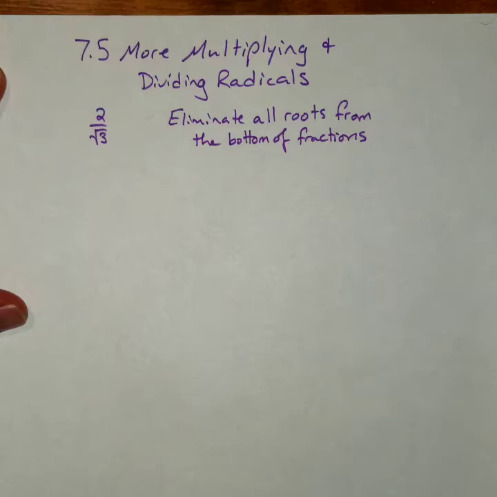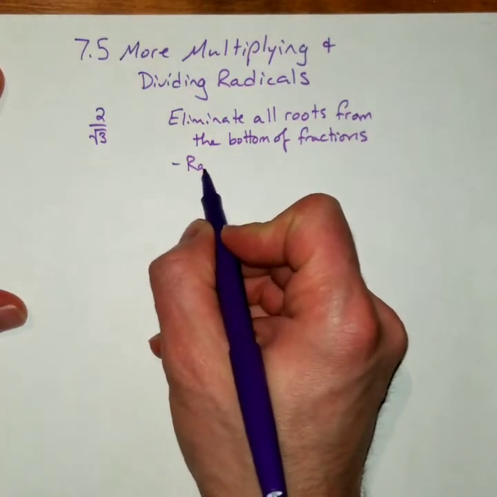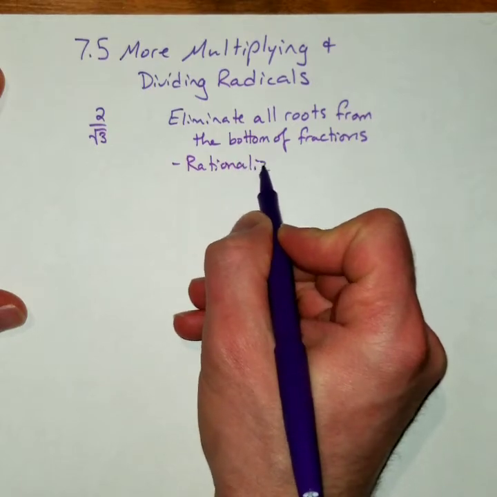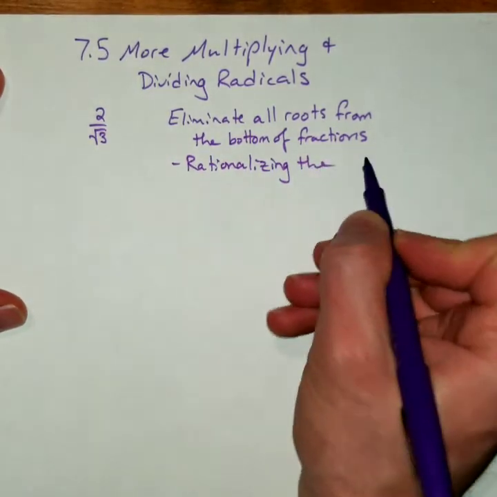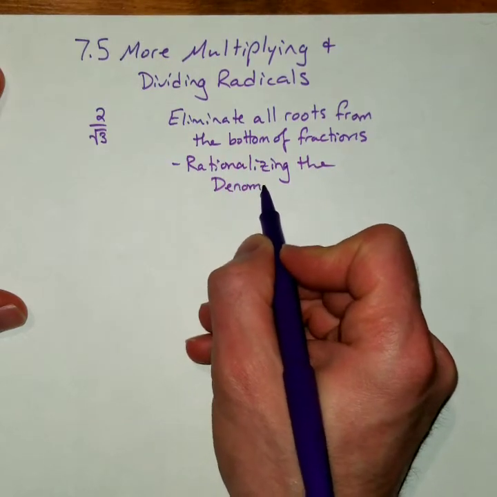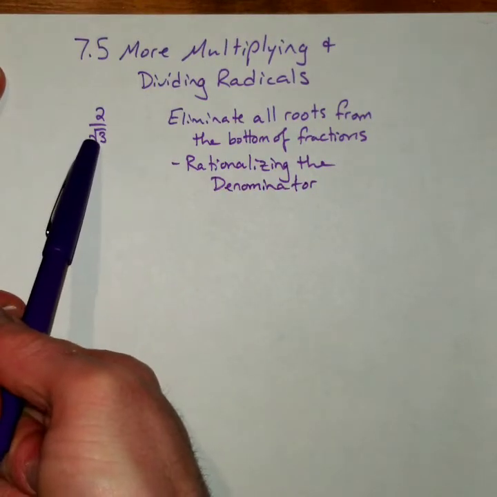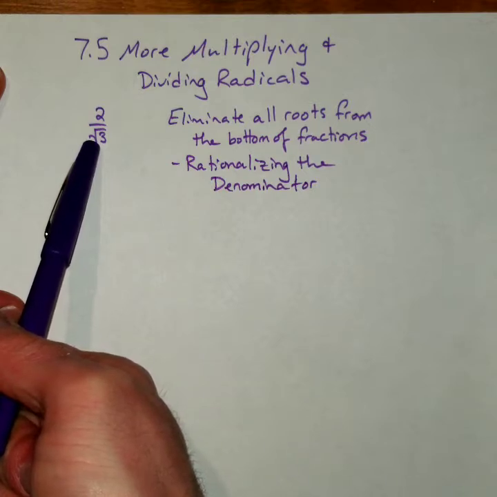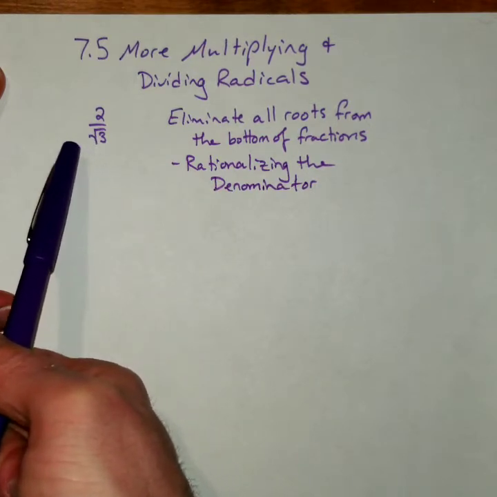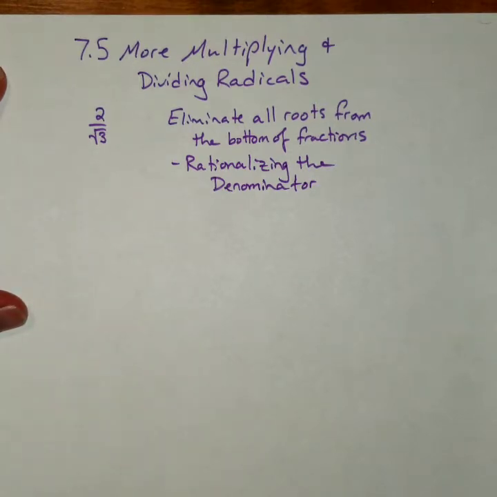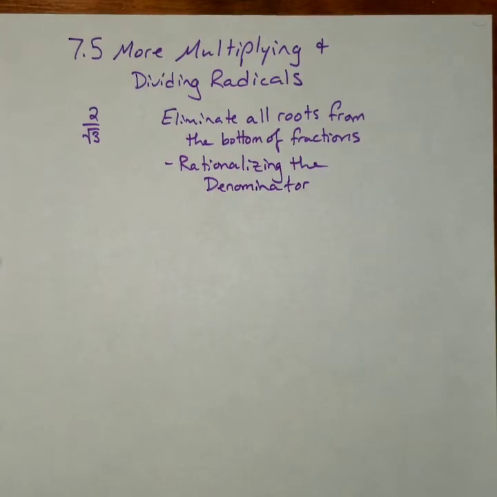Now this process is called rationalizing the denominator. Okay, it's called rationalizing the denominator. The reason it's called this is because you're eliminating the root, which is an irrational number, from the denominator and turning it into a rational number. Okay, so how do you get rid of a root? How do you turn that into just a whole number on the bottom? And the answer to that question is you multiply a root by itself.